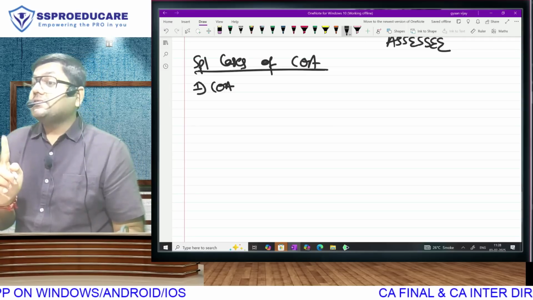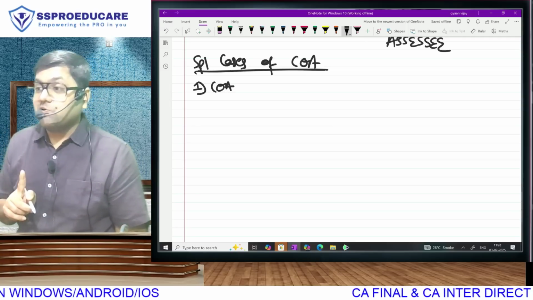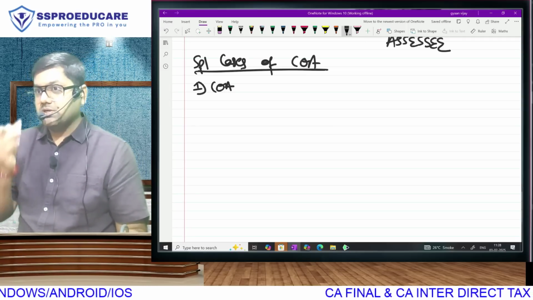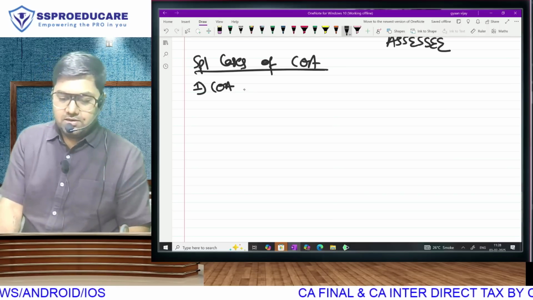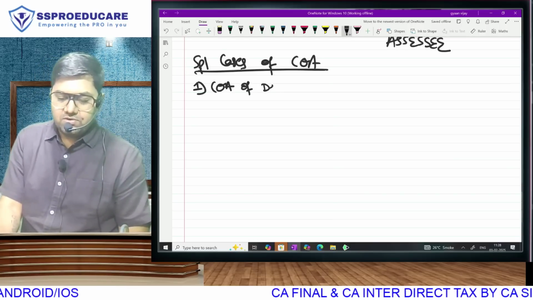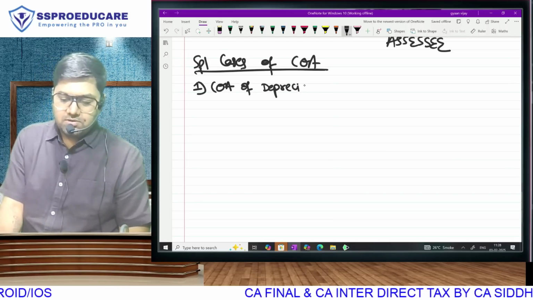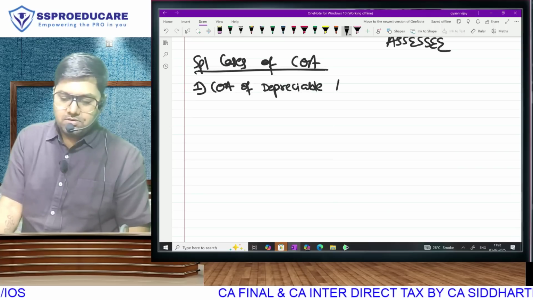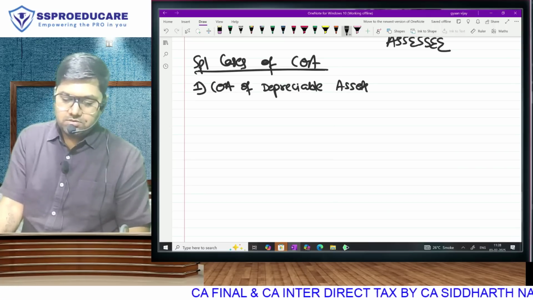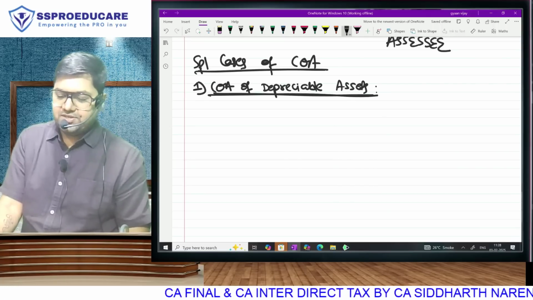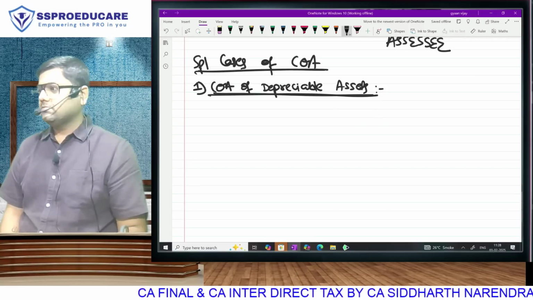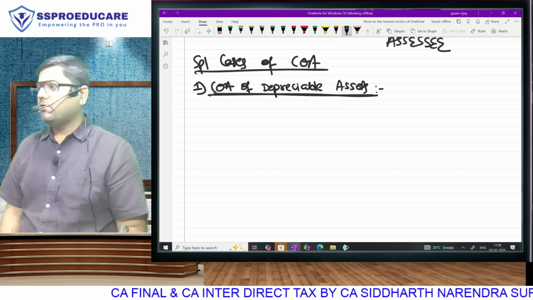There are certain assets where cost of acquisition will not be easily available. We have to put some effort. Correct? Cost of acquisition of depreciable assets. And how do you define that?